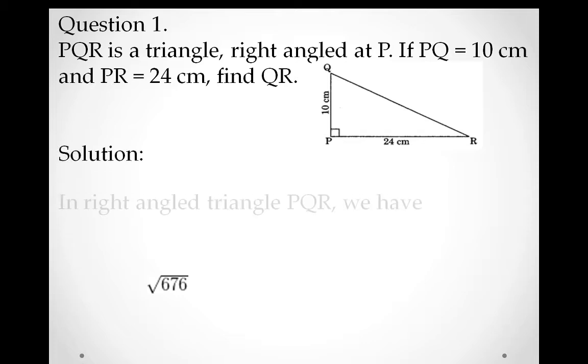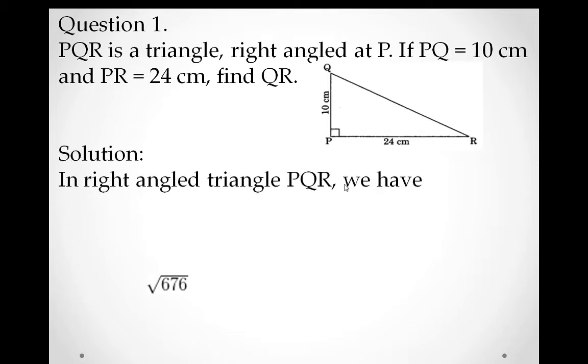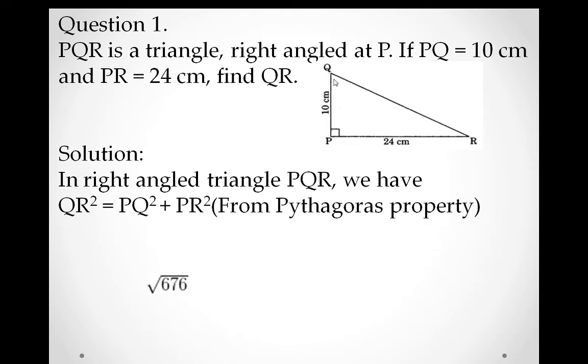So solution: in right angled triangle PQR we have QR square is equal to PQ square plus PR square, from Pythagoras property. As per the Pythagoras theorem, we know that one side square plus second side square is equal to hypotenuse square. So 10 square plus 24 square, we get here 100 plus 576. Square of 10 is 100, square of 24 is 576, and the addition of those numbers is 676.